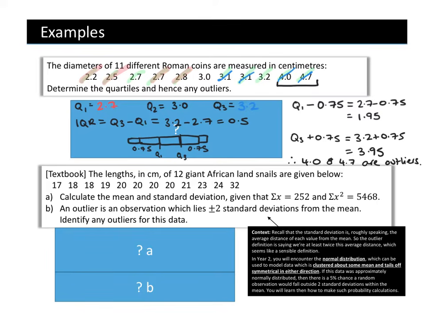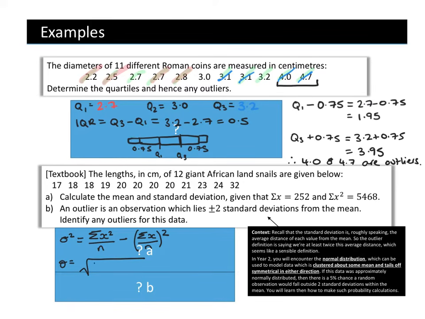To find the standard deviation, the variance is the standard deviation squared. We know that this is the mean of the squares, so the sum of x squared over n, minus the square of the mean, the sum of x over n squared. You need to know this formula. If you don't remember it, just remember me stood here. Then to find standard deviation, we need to square root all of this.